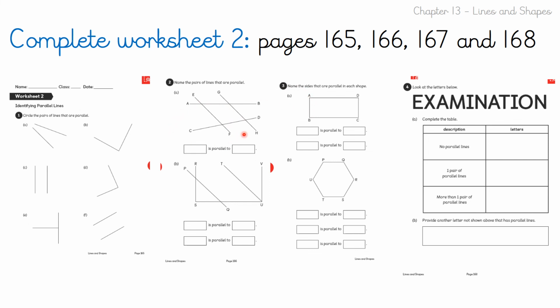Here you need to name the pairs of lines that are parallel. Here you need to name the sides that are parallel on each shape. But again, you're using the letters to write down your answers. And finally, you need to look at this word, examination, and find the letters that have no parallel lines, one pair of parallel lines, or more than one pair of parallel lines. Lines that never meet at a point and do not make an angle. Again, here you need to write another letter that is not here above, that has parallel lines.